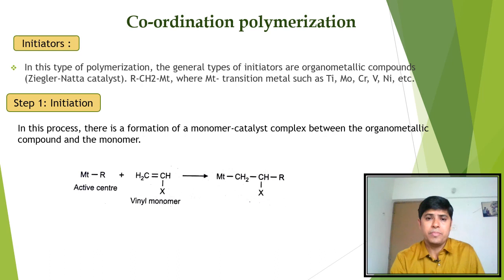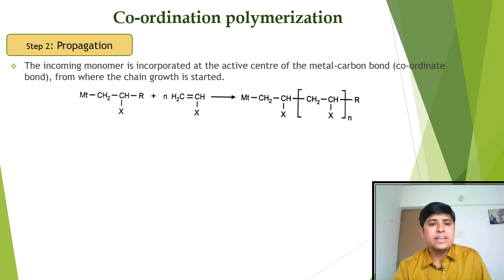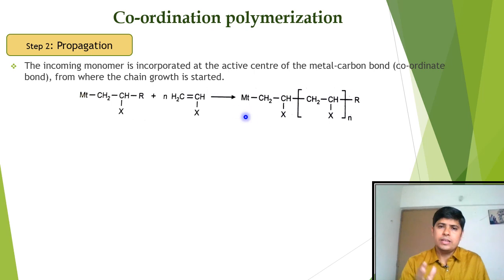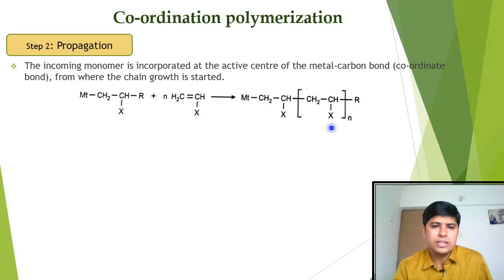Now let's see the next step of coordination polymerization, propagation. The incoming monomer will get incorporated at the active center, the metal carbon bond. This incoming monomer will get added to the active center of the metal carbon bond, and from there chain growth starts and we get this type of propagation.